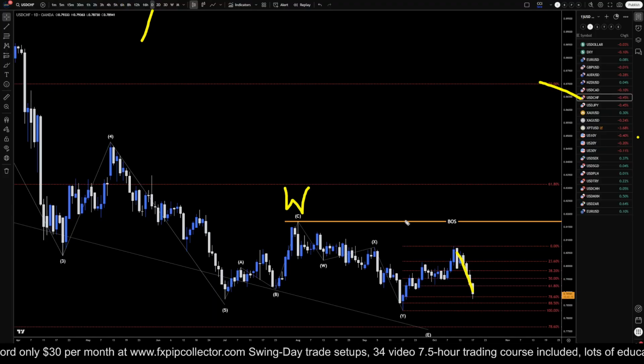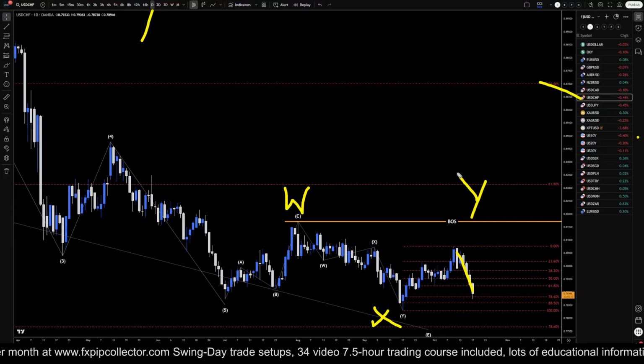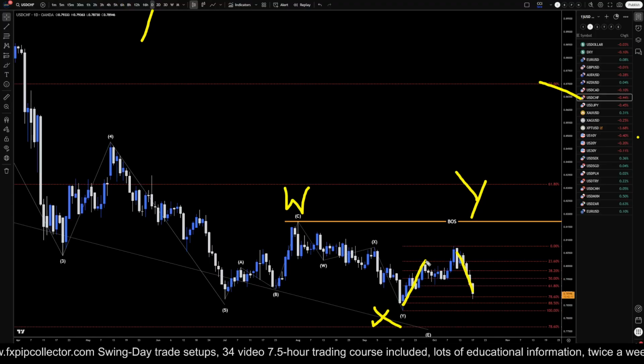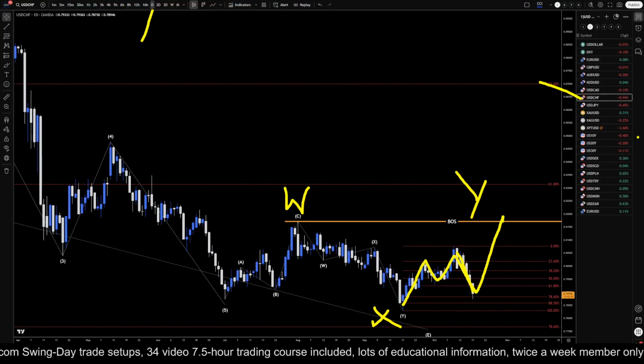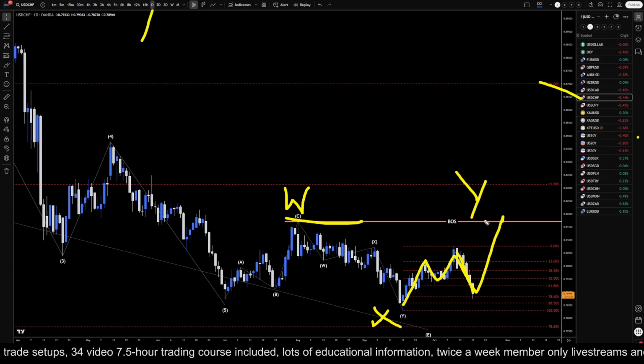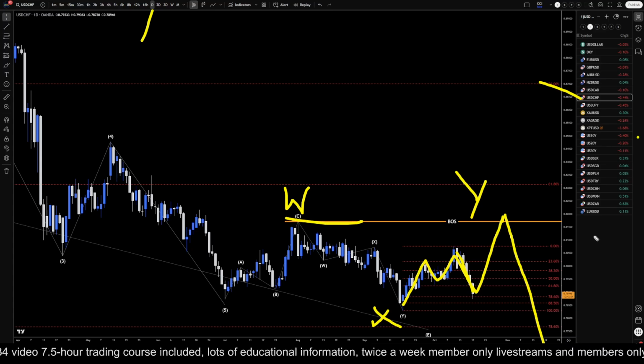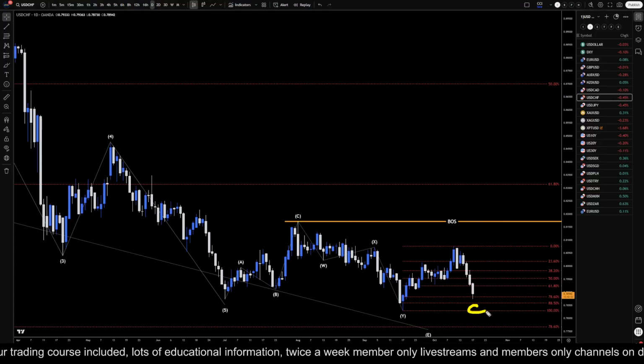I still think this could be a W, this could be an X, and we could be in a wave Y right now. And so this could be like an A, B, and then push up for a C, and then take out these highs before we make the bigger move to the downside. So we potentially could be in a wave C right now. So we definitely want to keep an eye on our Fibonacci levels, especially on shorter time frames.